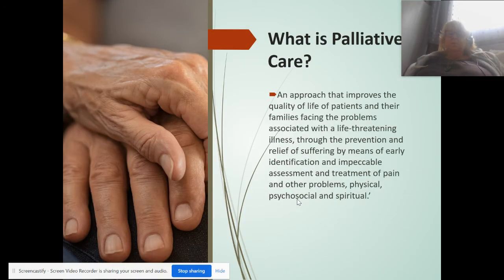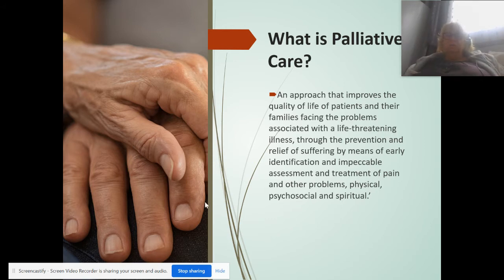It's an approach that improves the quality of life of patients and their families facing the problems associated with a life threatening illness. It doesn't matter what the life threatening illness is. Most people think of palliative care as being for cancer, whereas it's for any life limiting illness. And it's through the prevention and relief of suffering by means of early identification and impeccable assessment and treatment of pain and other problems, physical, psychological, and spiritual. So that's where the holistic stuff comes in.